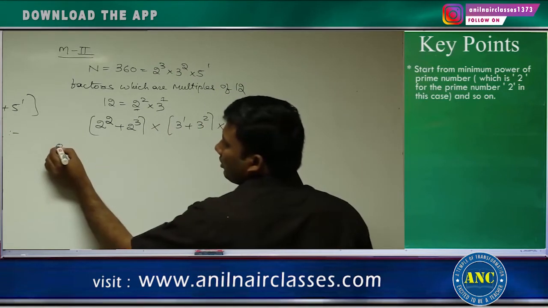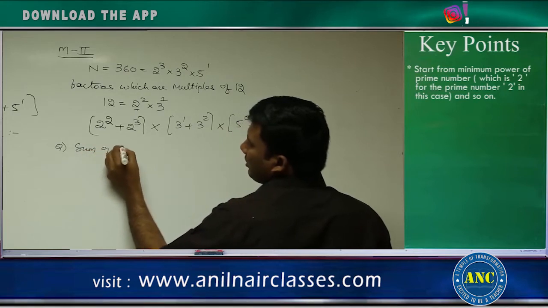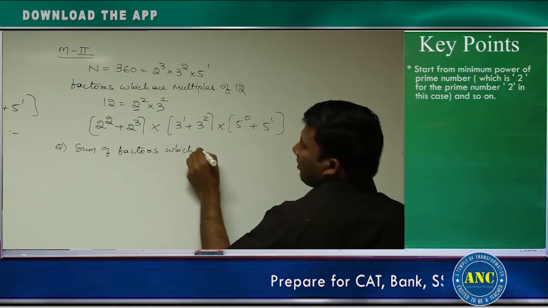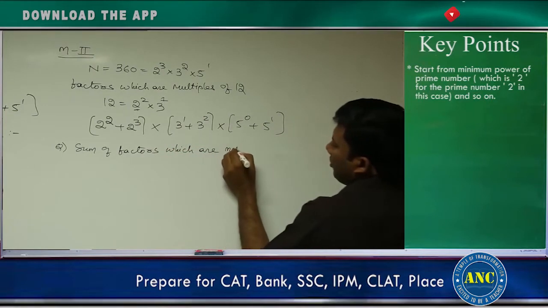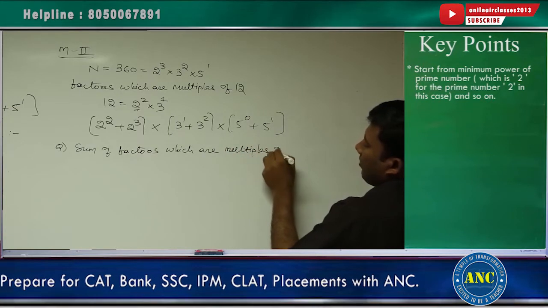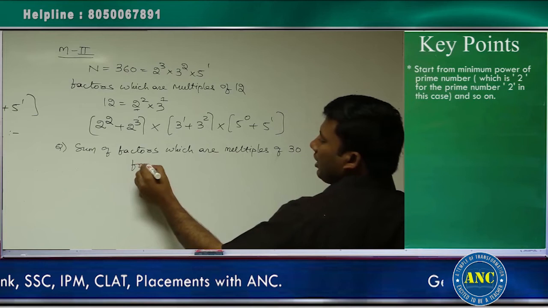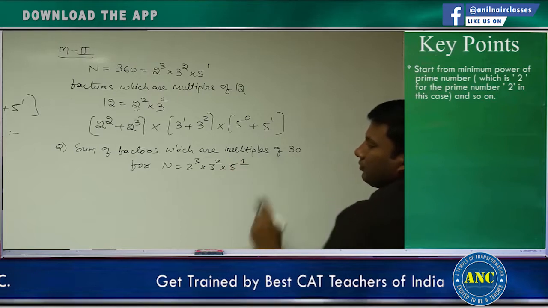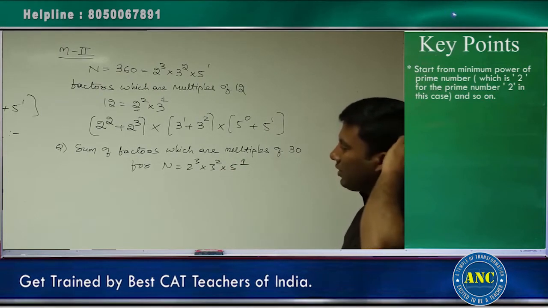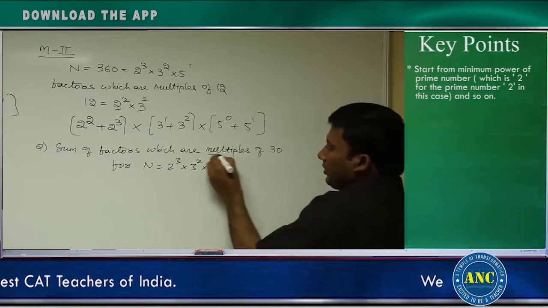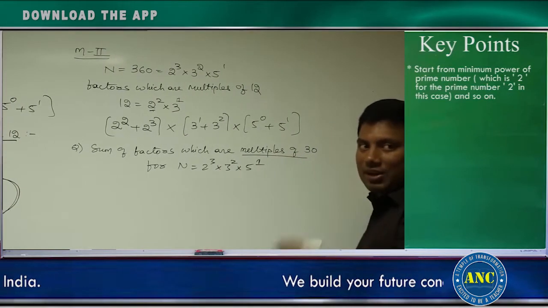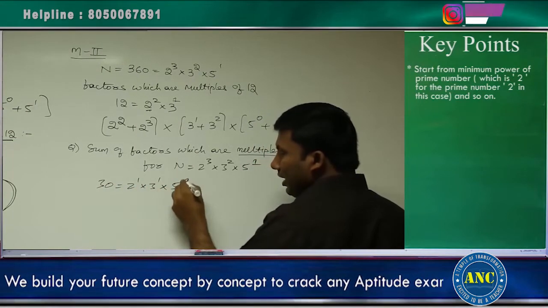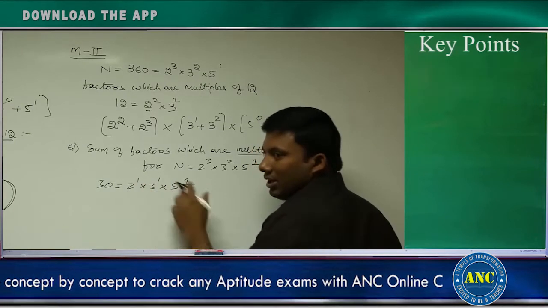One more example. See here, sum of the factors which are multiples of 30 for n equivalent to 2 cube into 3 square into 5 power 1. Any multiple of 30 will be of the form 30 into something. What is 30? 30 is 2 into 3 into 5. You multiply any number by 30, minimum this will be there plus something else will come.